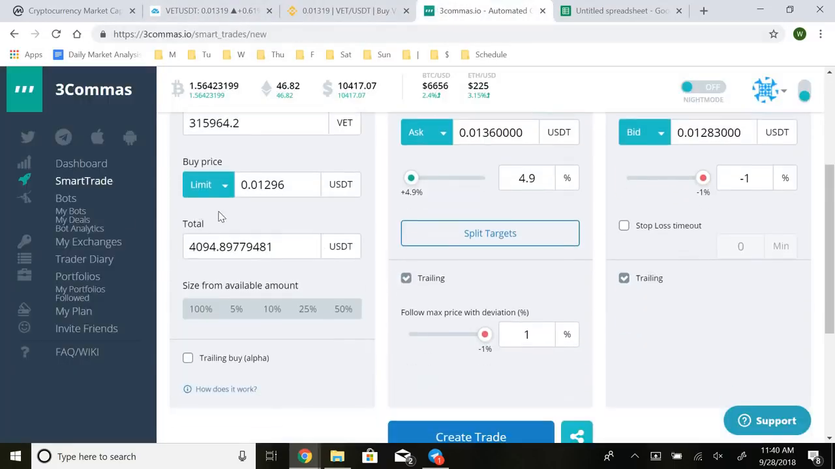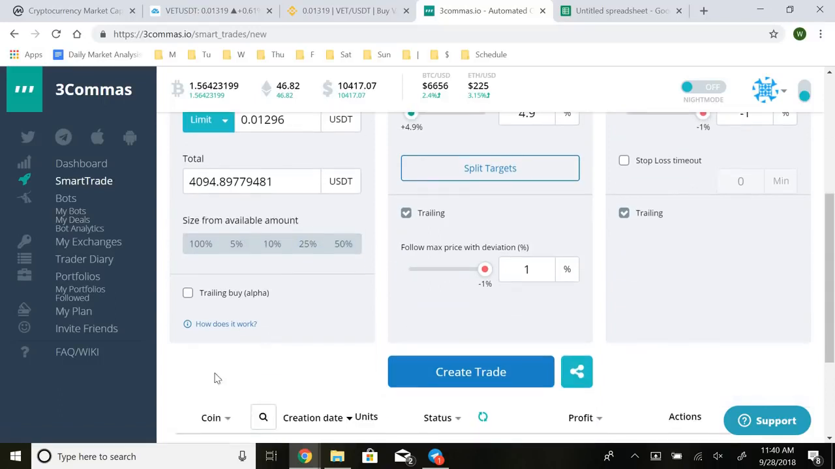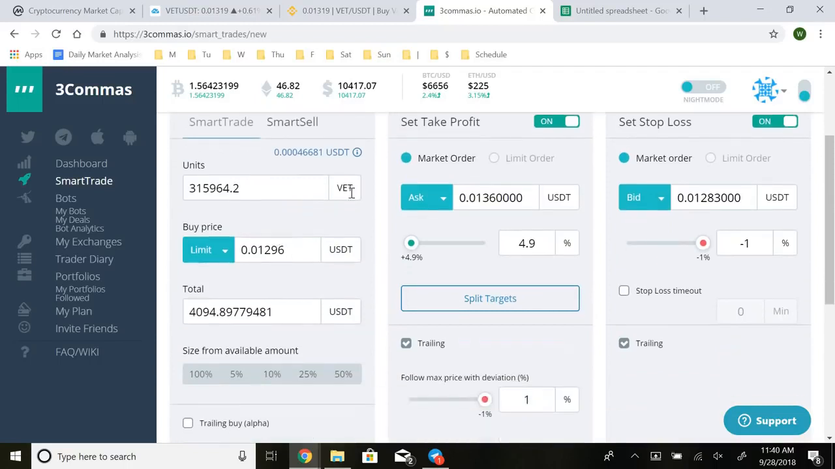As you can see right here, and the total amount was $4,094, right? And it actually allows you to say size from available amount. You can do 5%, 10%, 25, 50, 100, anything like that. Now it says trailing buy. You can do that. We'll talk about that in further videos, but today we're going to leave that alone. And now that we have the smart trade set up, we want to also set up where we want to take profit, where we want to set a stop loss, and figure that part out as well.